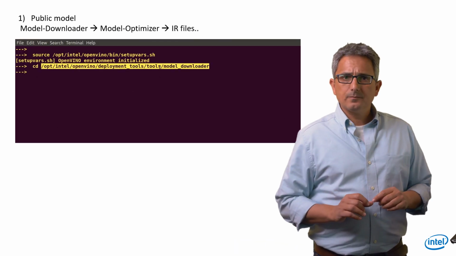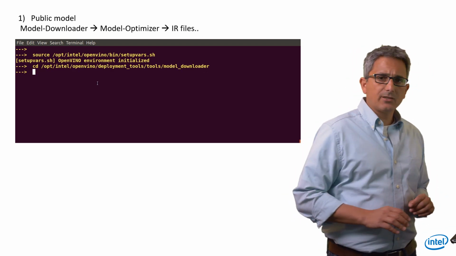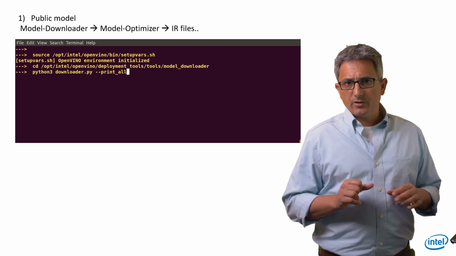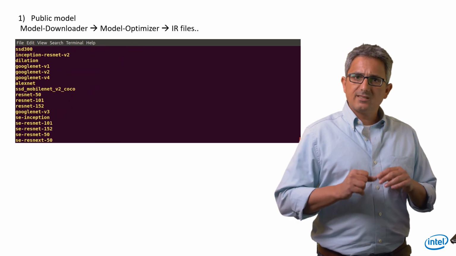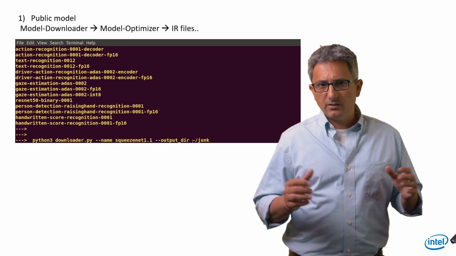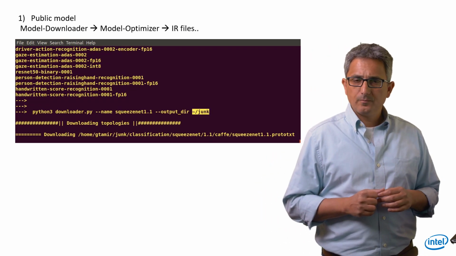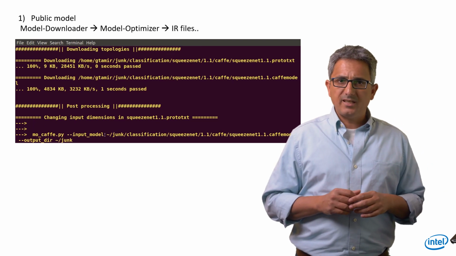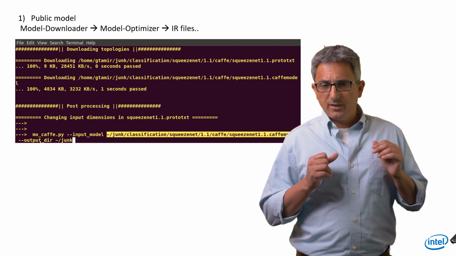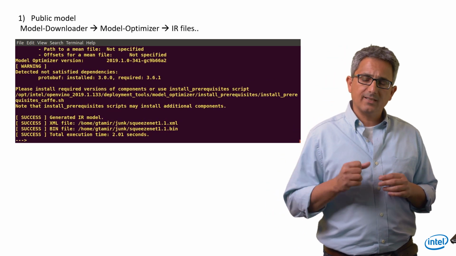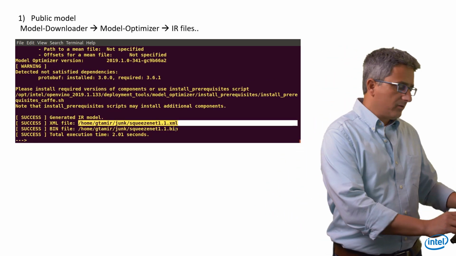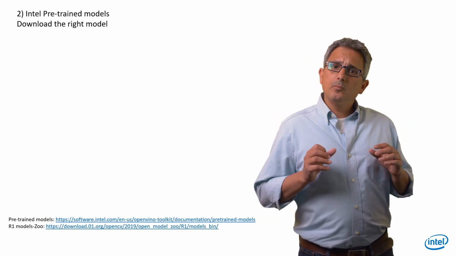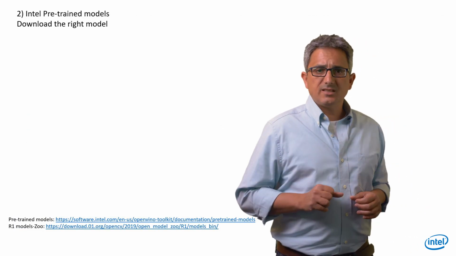Set the environment, go to the downloader directory. I run it with --print_all to see all the topologies. Now let's download SqueezeNet into my ~/junk directory, and I have the Caffe model. Now let's run the model optimizer. I'm taking the Caffe model and generating the two files, .bin and .xml, and I have an IR file ready to use.